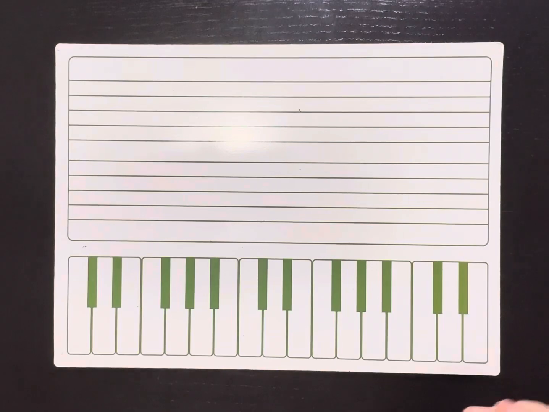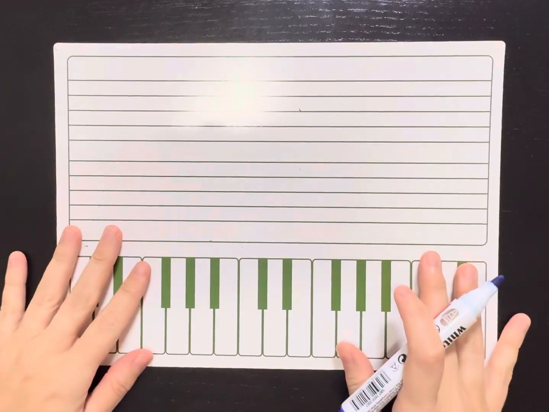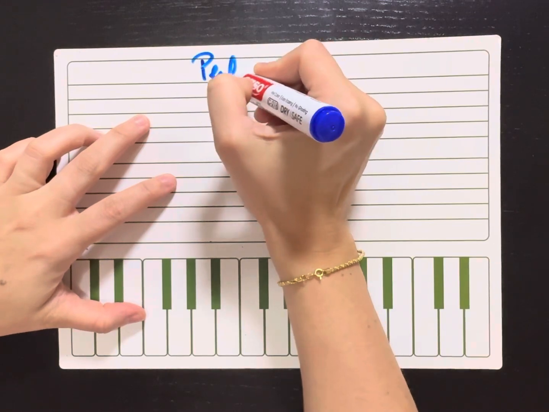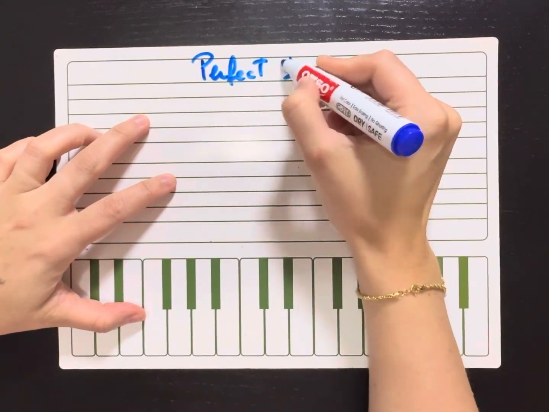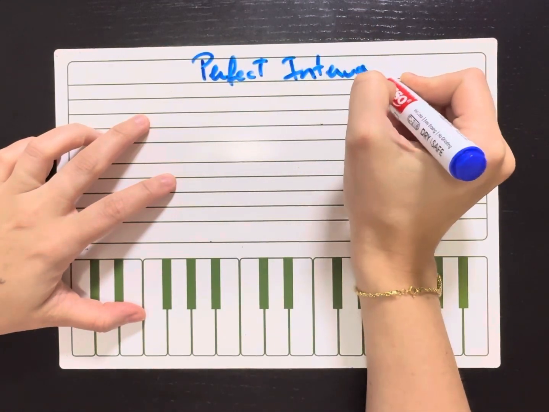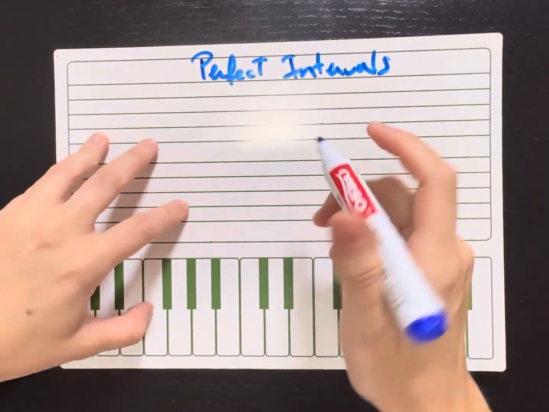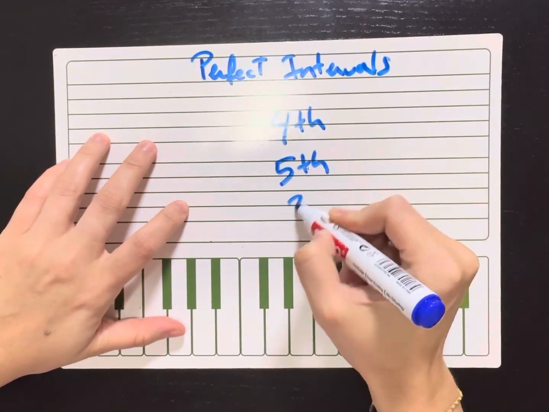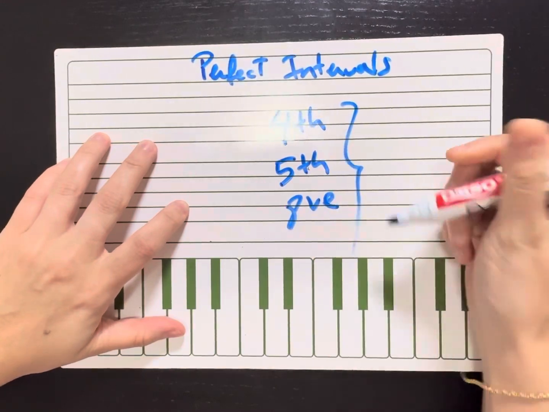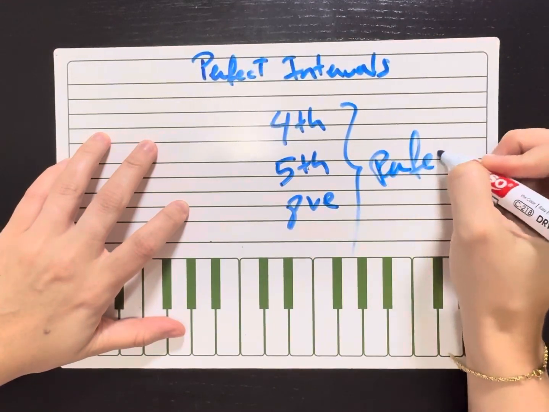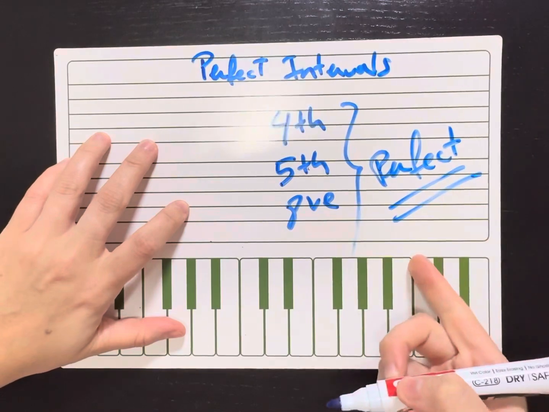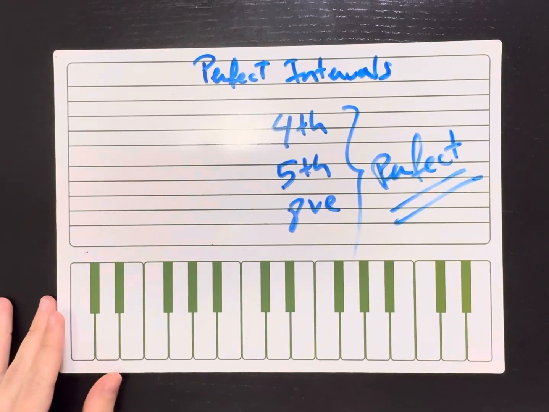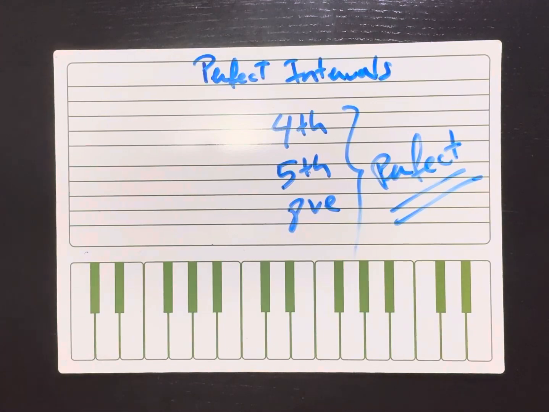We've already talked about seconds and thirds, so now it's time to move on to some of the most stable and beautiful intervals in music: perfect intervals. Today, we'll focus on perfect fourths, perfect fifths, and perfect octaves. Let's get started. Some intervals aren't called major or minor. They're called perfect. Why? Because they sound stable, pure, and they occur naturally in both major and minor scales.